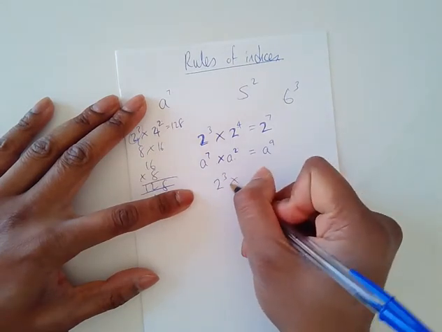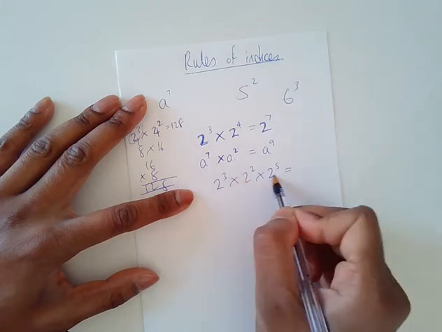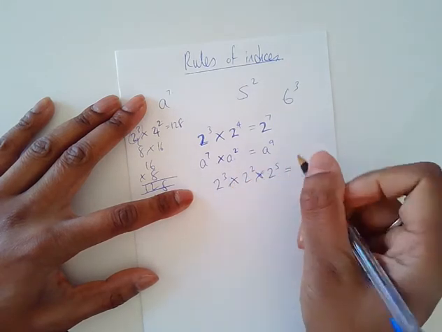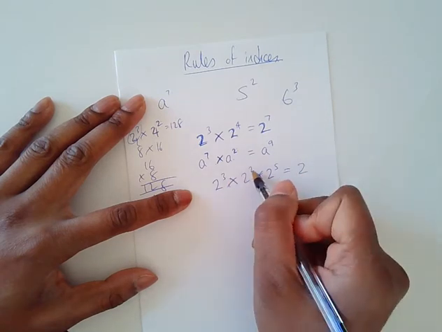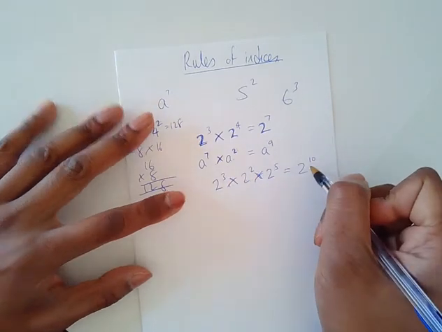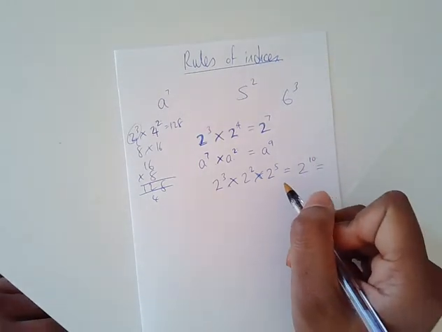You can extend this to many more numbers like this. A few more like this. All the bases are the same, you're timesing in between, so copy the base across and then add the indices. 3 add 2 is 5, 5 add 5 is 10. That's 2 to the power of 10. It's quite a large number. You use a calculator to work it out.